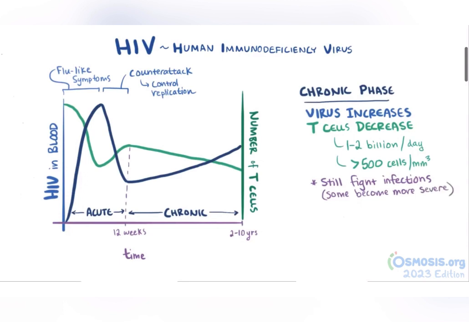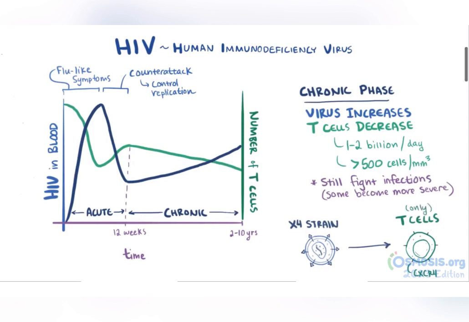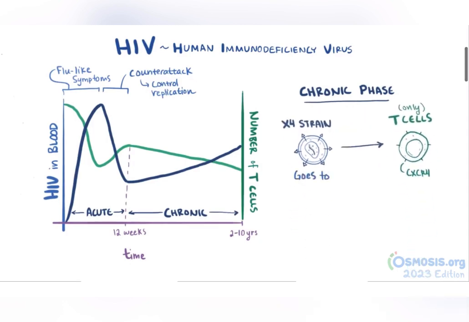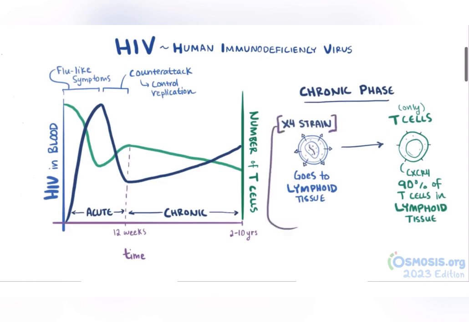Now, remember how HIV can create mutations? Well, during the chronic phase of HIV infection, it's worth pointing out that some patients develop an X4 strain of HIV, which targets the CXCR4 coreceptor, which is essentially only T cells. These X4 strains kind of lay low in the lymphoid tissues and steadily destroy CD4 T cells, since about 90% of T cells are found in the lymphoid tissue. Not all patients develop the X4 strain, though, so it's not completely clear what the presence of this strain implies about the disease course.